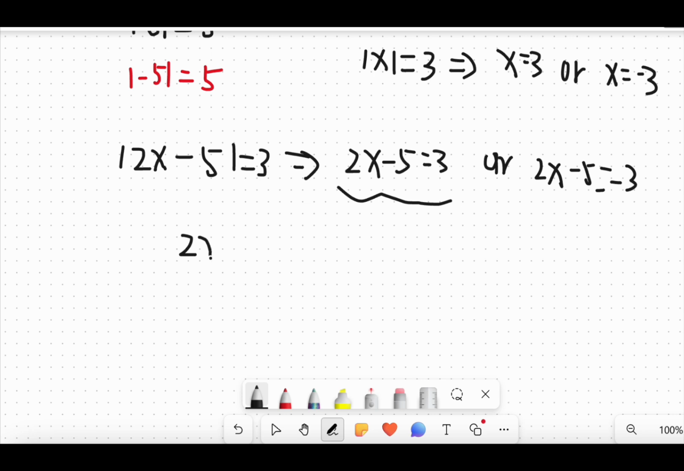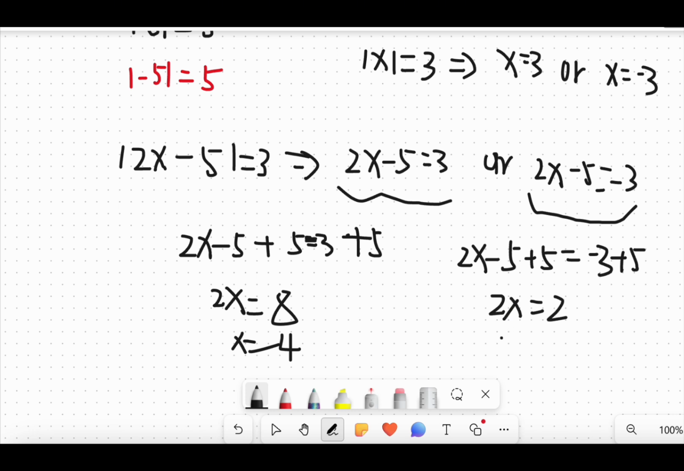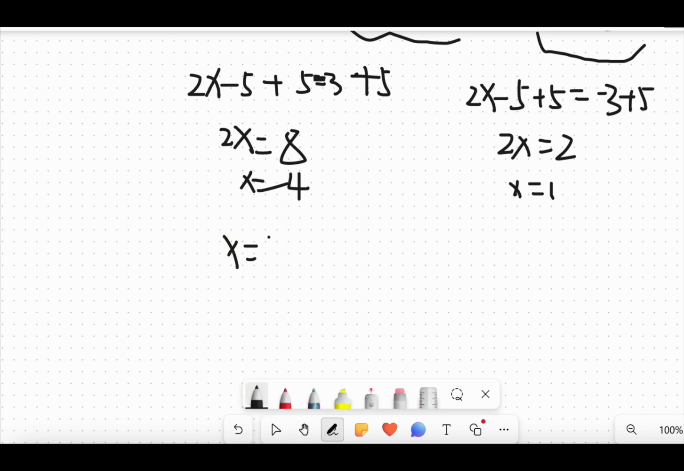In this one, we add 5 to the left and add 5 to the right. So the left is 2 times x, and the right is 8, so we get x equals 4. And for this equation, also add 5 to the left and the right. So we get 2 times x equals 2, so x equals 1. So we get the solutions: one is x equals 4, or x equals 1.